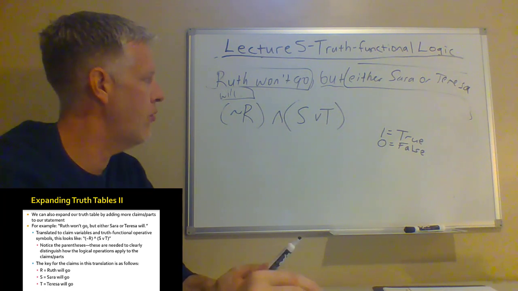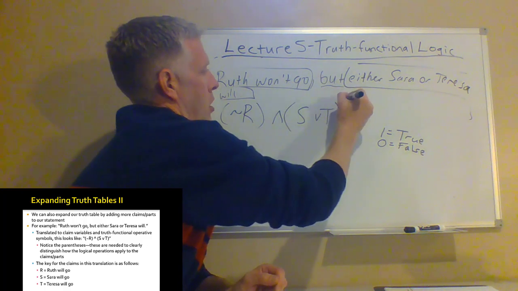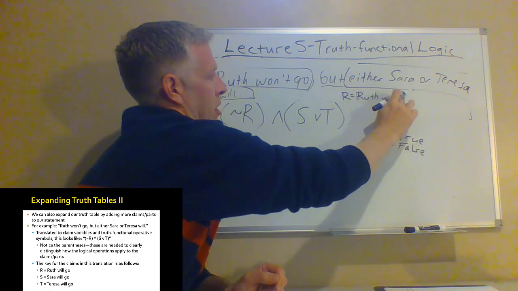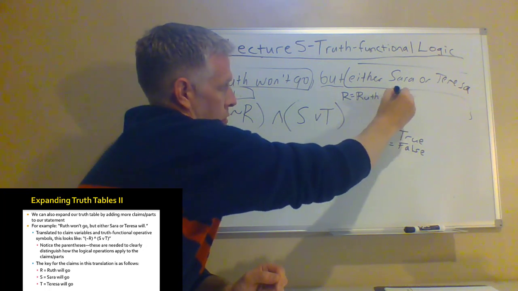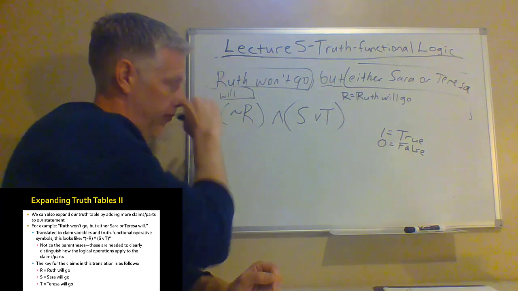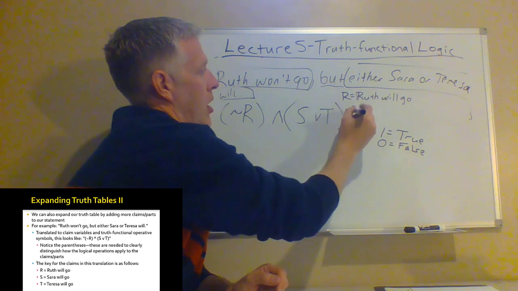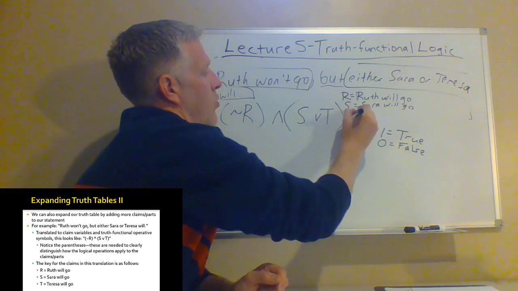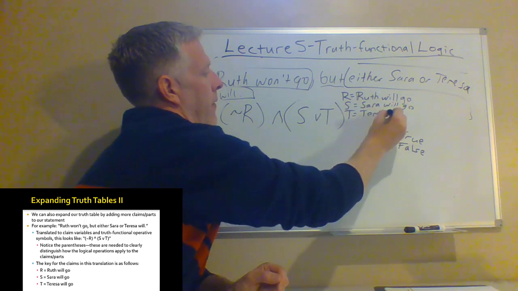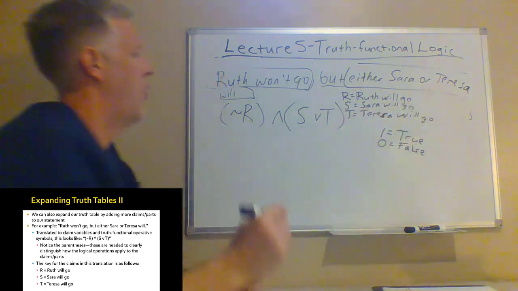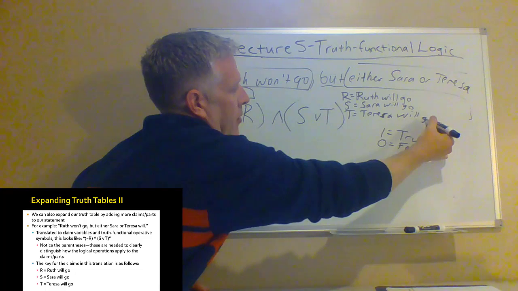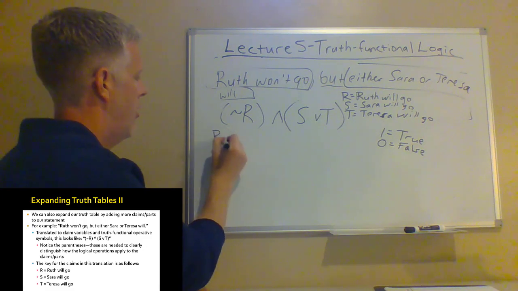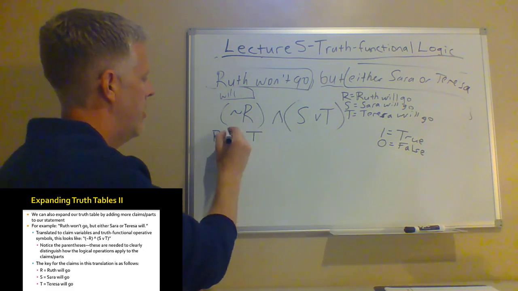So let's do our key. We want to be very clear here in all this. So R is going to be Ruth will go, right? We never include negation in our basic claims. Ruth will go, and that idea of negation then will be represented in a distinct column, right? Ruth will go. S will be Sarah will go, and then T will be Teresa will go. Okay, so we've got our key, our basic claim variables. That's going to be R, S, T. So we have three of them. R, S, T.